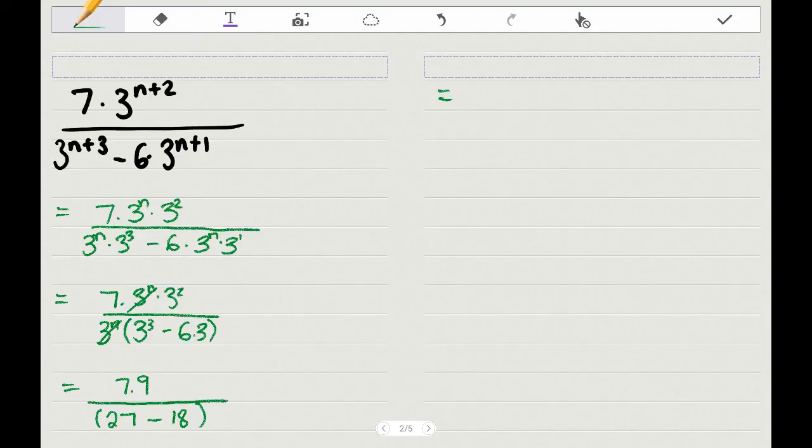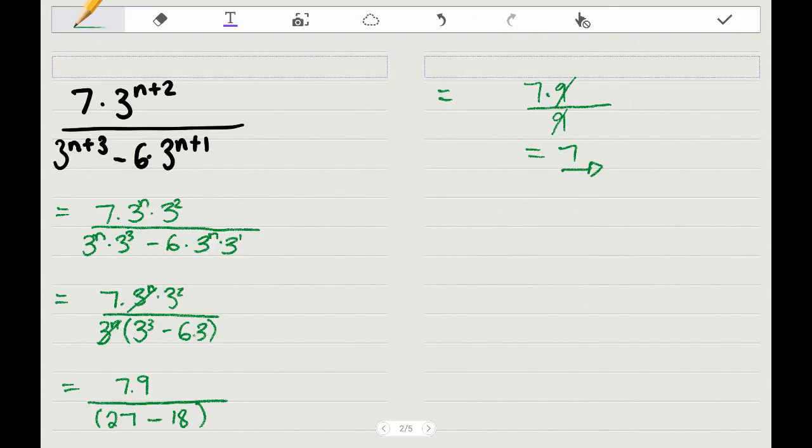And then we just simplify that to get our final answer. So this here is 7 times 9. 27 minus 18 is 9. The 9's cancel out, and what we're left with is just 7.